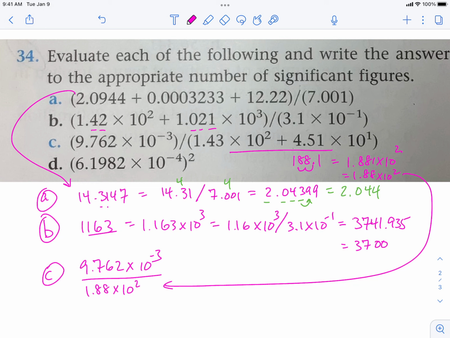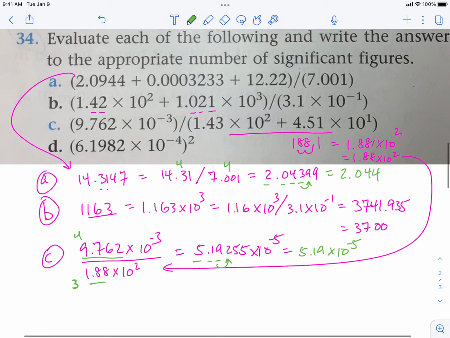So now doing our math, 9.762 times 10 to the minus 3 divided by 1.88 times 10 to the second. And we're getting 5.19255 times 10 to the minus 5th. Since we're dividing, we're going to go by sig figs. So as far as our sig figs, there's 4 here from this first part, 3 here. So 3 sig figs, we're going to count these. We're not going to round the 9 up, so this is going to be 5.19 times 10 to the minus 5th. All right.